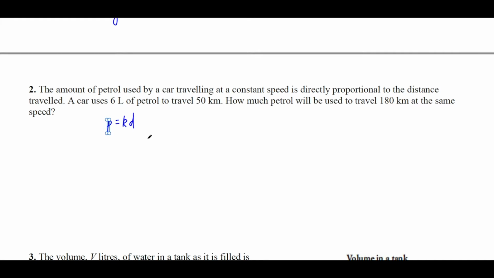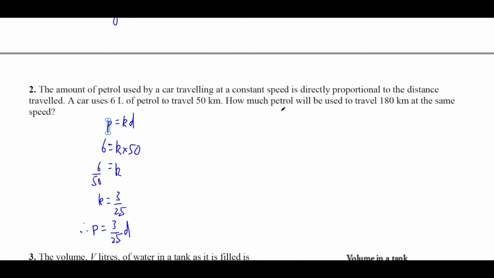Okay, so basically, just find the value of K. Petrol is 6. 6 is equal to K times what? The distance. Distance is 50. Right, so then what does K equal to? K equals 6 over 50, which, if you simplify it, equals 3 over 25, right? Once you find the value of K, substitute the K back into here. So therefore, the formula is P equals 3 on 25 times D, right?